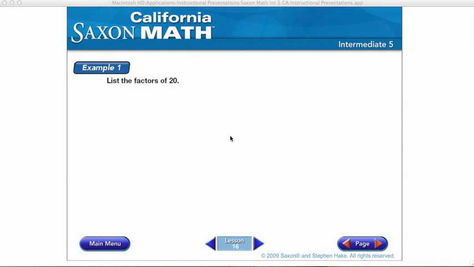Hi everyone, today we're going to be talking about lesson 16, listing the factors of whole numbers. So first, let's review what a factor is.